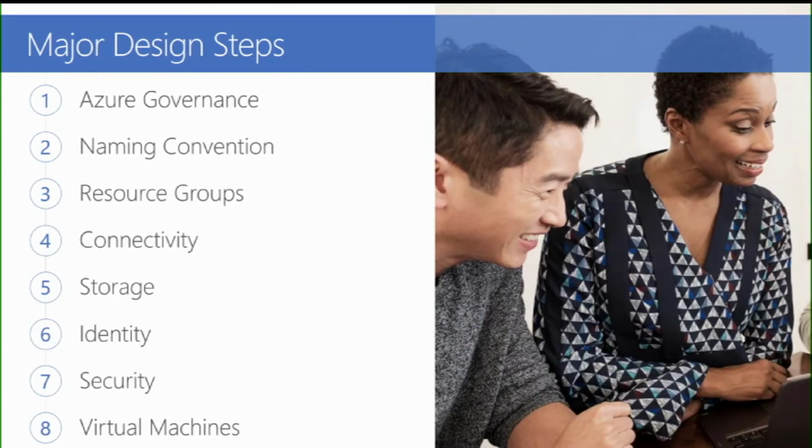So these are the steps that we're going to walk through for our line of business application. We're going to start in the very beginning with Azure Governance, go into naming convention, resource groups, connectivity, storage, identity, security, and then close with virtual machines.